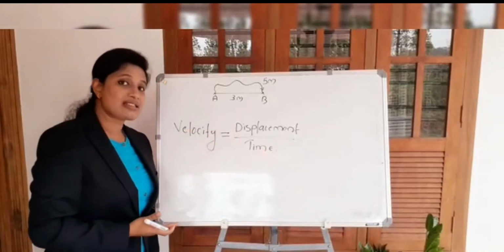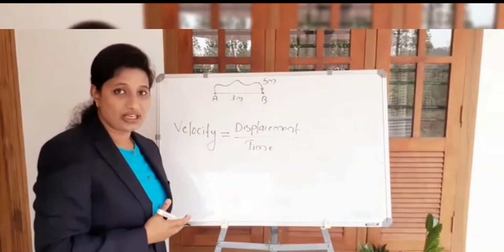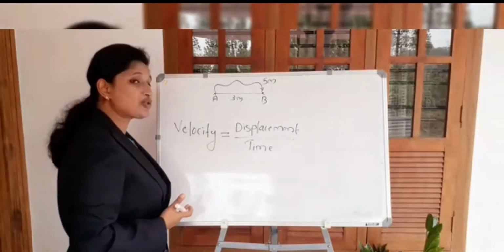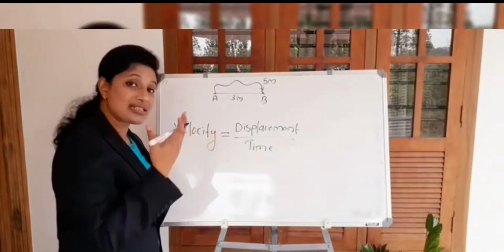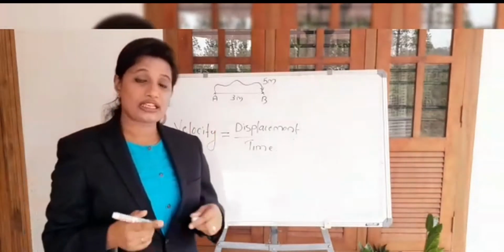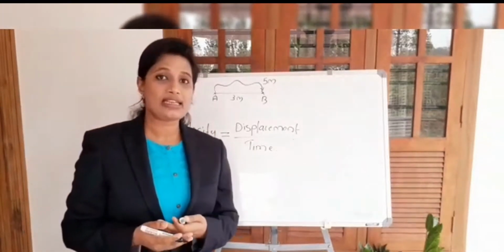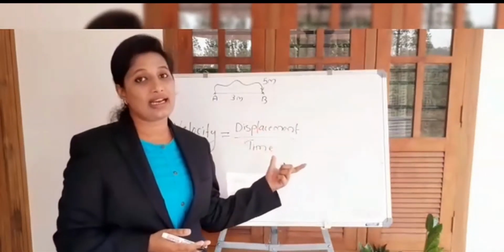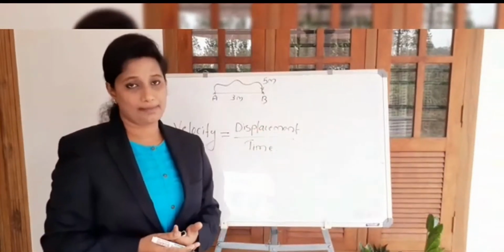We learned another similar quantity in the previous video known as speed. In the case of speed, it is the total distance traveled divided by time. Here, velocity is the displacement divided by the time.